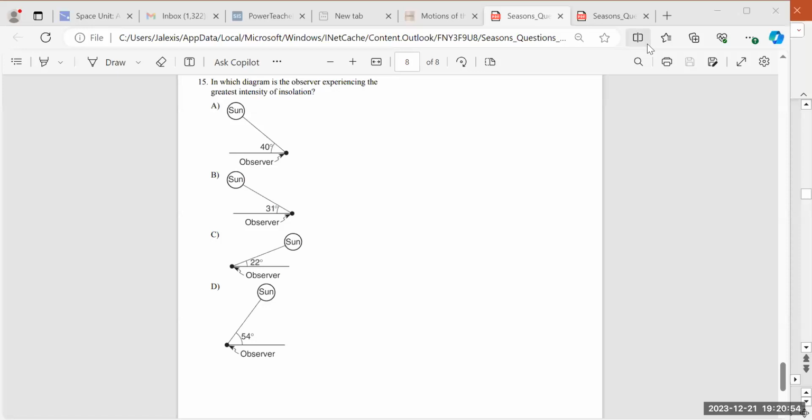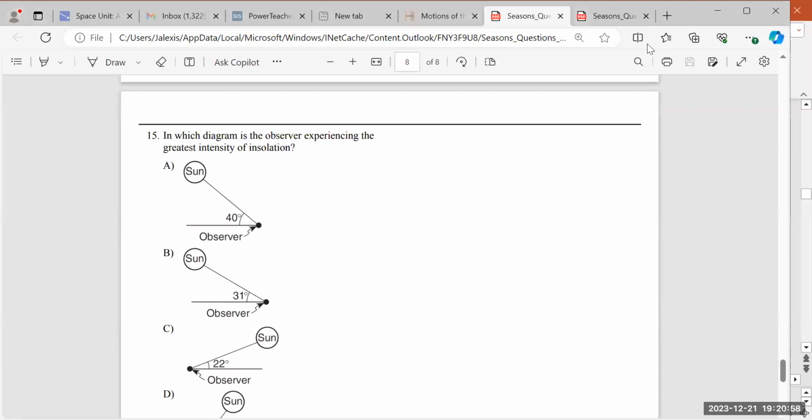All right. And number 15. Number 15 says, in which diagram is the observer experiencing the greatest intensity of insolation? We just did a problem like this before. Greatest intensity of insolation means when the sun gives us the most amount of energy. When does the sun give us the most amount of energy?